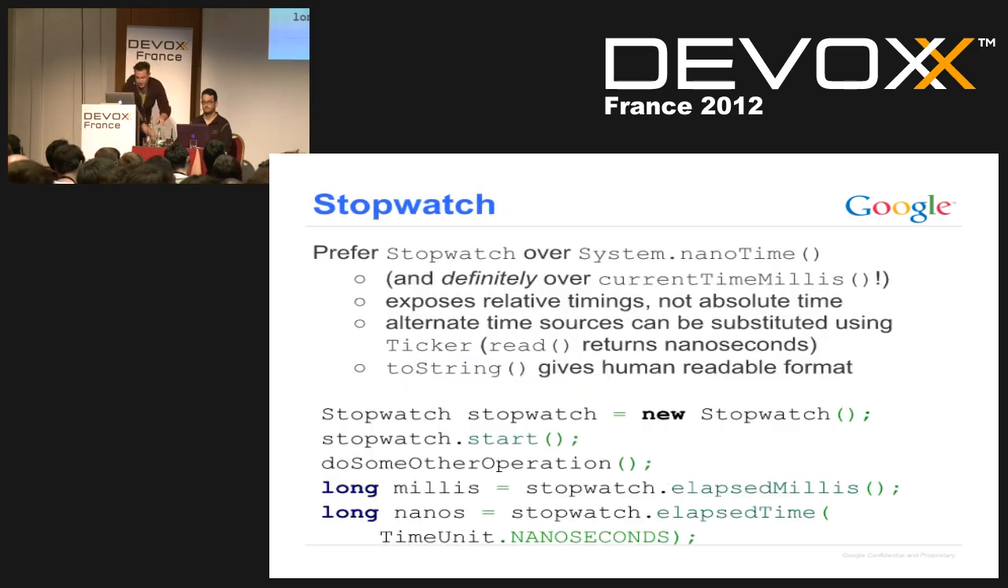Stopwatch. This is preferable to use over System.nanoTime or System.currentTimeMillis. Instead of having to do the subtraction yourself and keep state in a local long variable, what you can do is you create a Stopwatch instance, and then you can start the stopwatch and later stop the stopwatch when you're done with whatever operation you're trying to time.